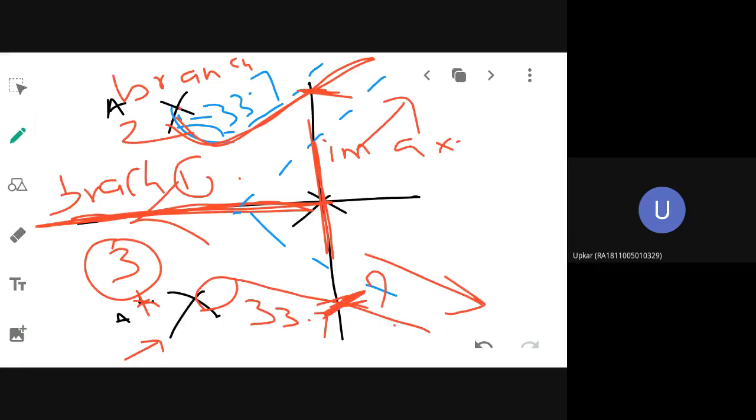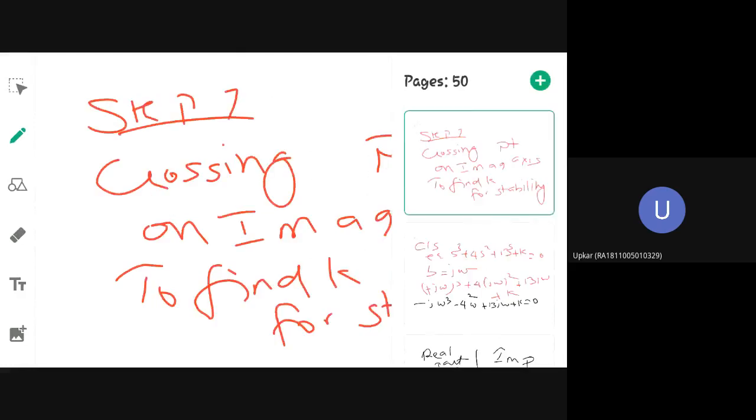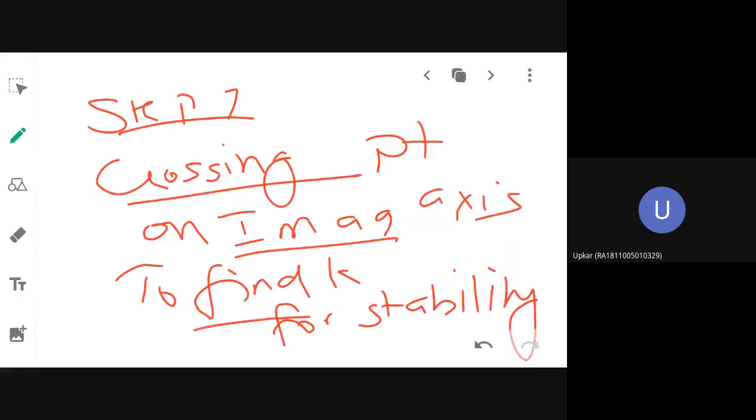Wait. That is one step. The crossing point on the imaginary axis, plus the K range for finding whether the system is stable. Two things you need to find. For that, I am telling you the procedural steps. Take down the steps. This is how to find the crossing point on the imaginary axis, and how to find the open loop gain K for system stability.